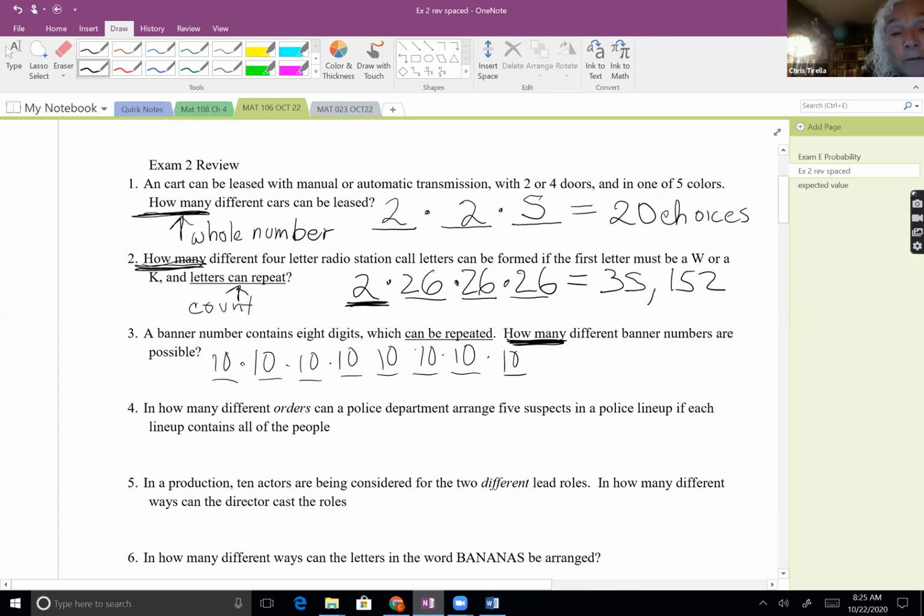That would give me, if you're a glutton for punishment, you multiply that out. Otherwise, you might use an exponent, 10 to the 8th. And it gives me an awful lot of Banner Web numbers, 100 million.